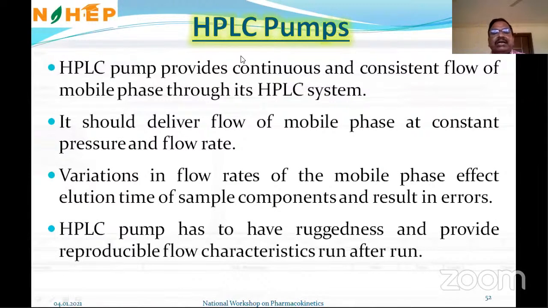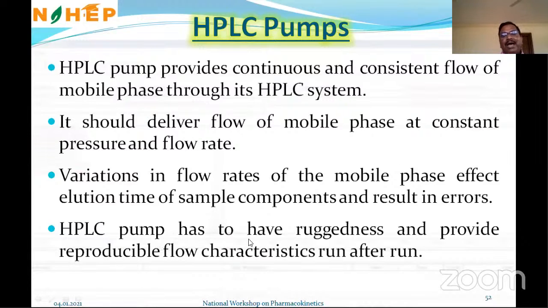Coming to the next important component, that is the HPLC pumps. HPLC pumps provide a continuous and consistent flow of mobile phase through the HPLC system, and should deliver the mobile phase at constant pressure and at a constant flow rate. Variations in the flow rate of the mobile phase affect the elution time of the sample components and result in error. This flow rate should be uniform throughout the run and run after run.